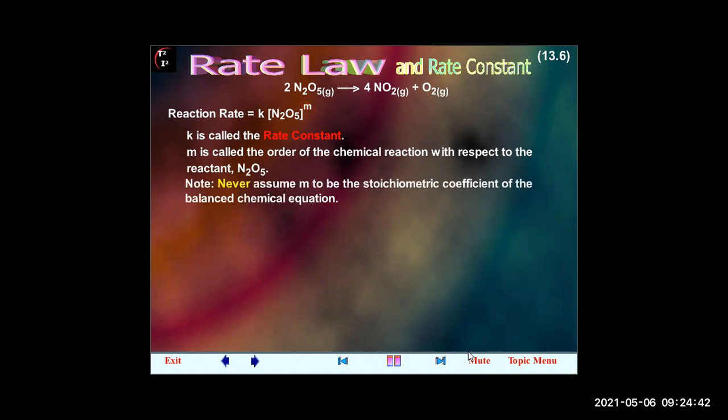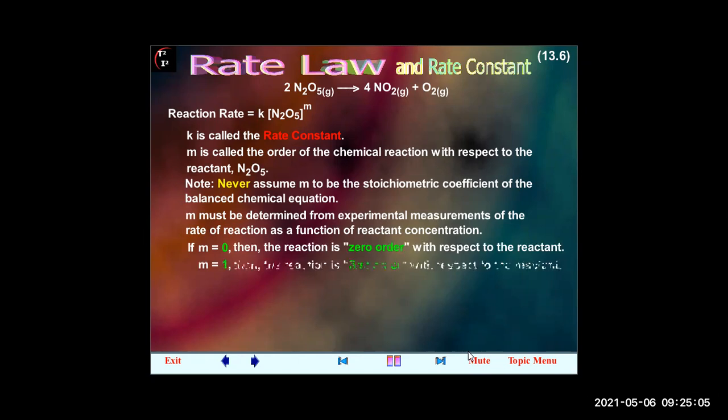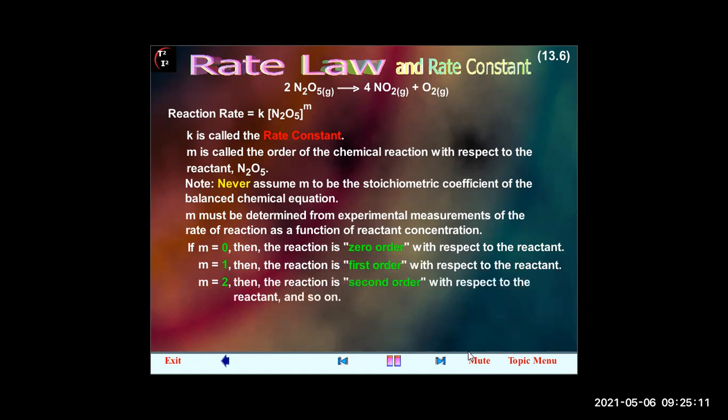Note, never assume M to be the stoichiometric coefficient of the balanced chemical equation. M must be determined from experimental measurements of the rate of reaction as a function of reactant concentration. If M equals 0, then the reaction is zero order with respect to the reactant. If M equals 1, then the reaction is first order with respect to the reactant. If M equals 2, then the reaction is second order with respect to the reactant, and so on.